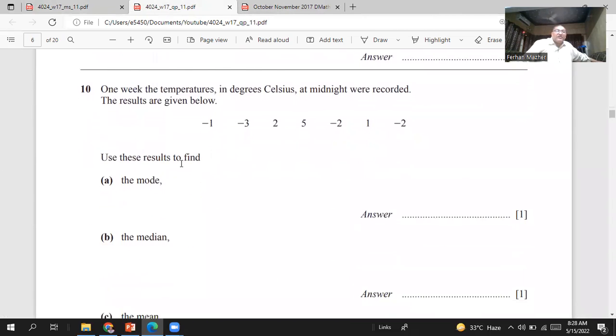The next question coming up on your screen is question number 10. It says one week the temperature in degrees Celsius at midnight was recorded. The results are given below: -1, -3, 2, 5, -2, 1, and -2. Use these results to find the mode. The mode is the number which is repeated most. -2 is repeated 2 times. None of the other numbers is repeated 2 times. So the most repeated number here is -2, so the mode will be -2.